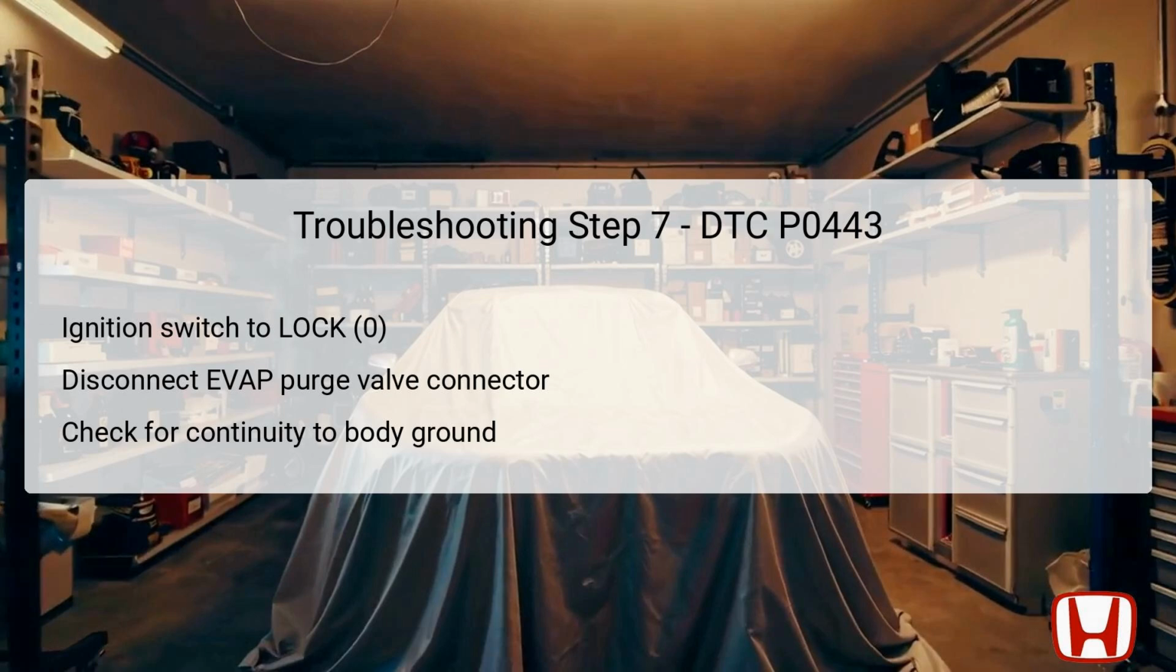Technicians need to check for continuity between terminal number 2 of the 2P connector and body ground. This process is vital as it determines if the electrical circuit is intact. If continuity exists, the circuit is functioning as intended, whereas the absence would indicate potential wiring issues or faults in the ground connection that need addressing.